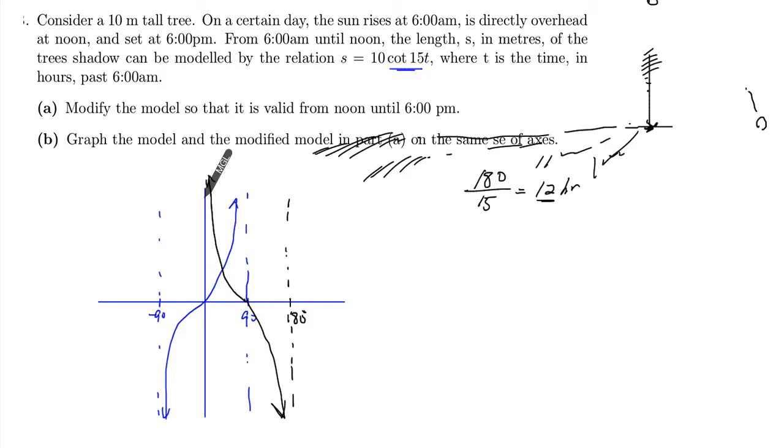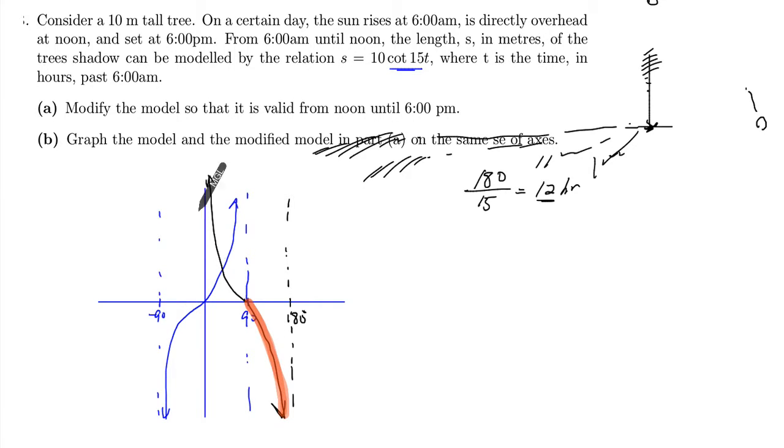So this models are really long. And at exactly 6 hours in, so at noon, the shadow length is 0, and it gets really long again, but on the opposite side of the tree instead of this side. So if we're modeling so that it's valid from, sorry, from noon to 6 p.m., we only really care about this portion. We only care about that portion right there.